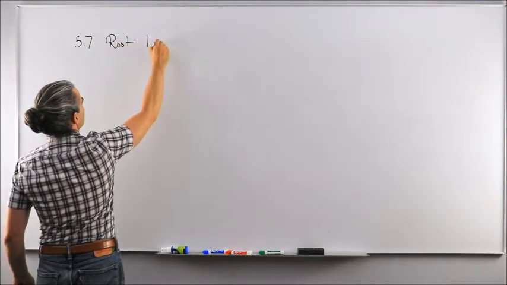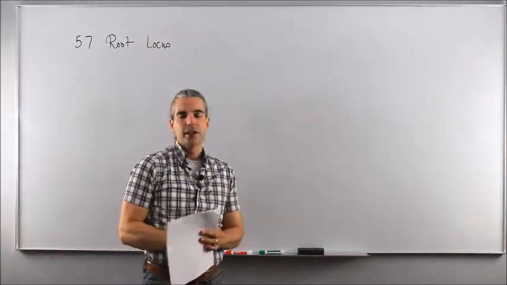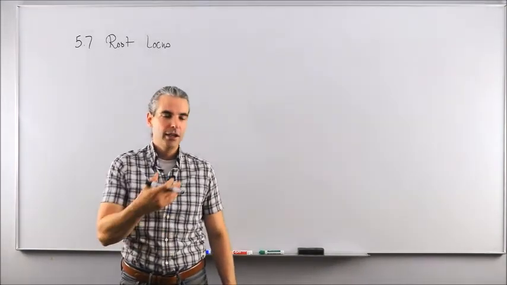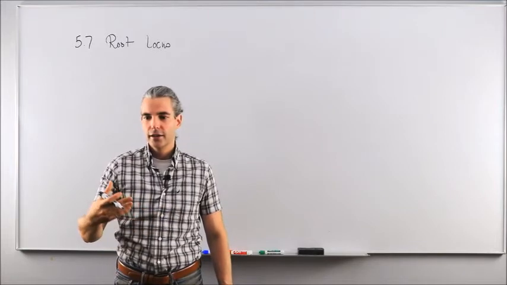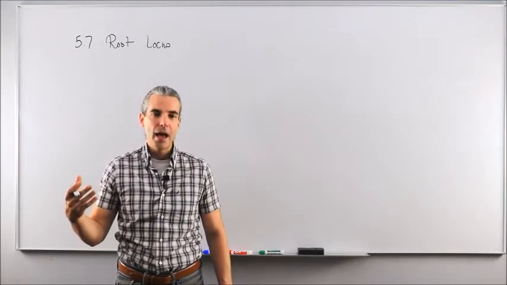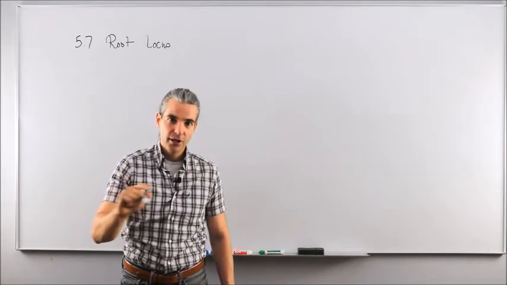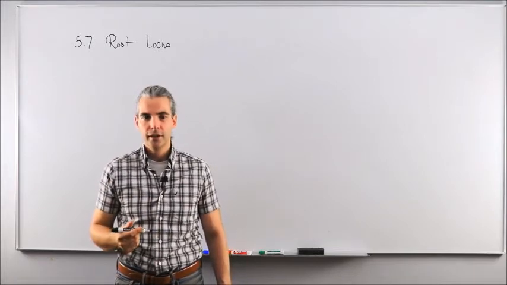root locus. So the first thing we're going to do in that section is to look at how we can construct a root locus given an open loop transfer function, and then how we can draw out or map out the location of the closed loop poles in terms of the gain values, ranging from 0 to infinity.